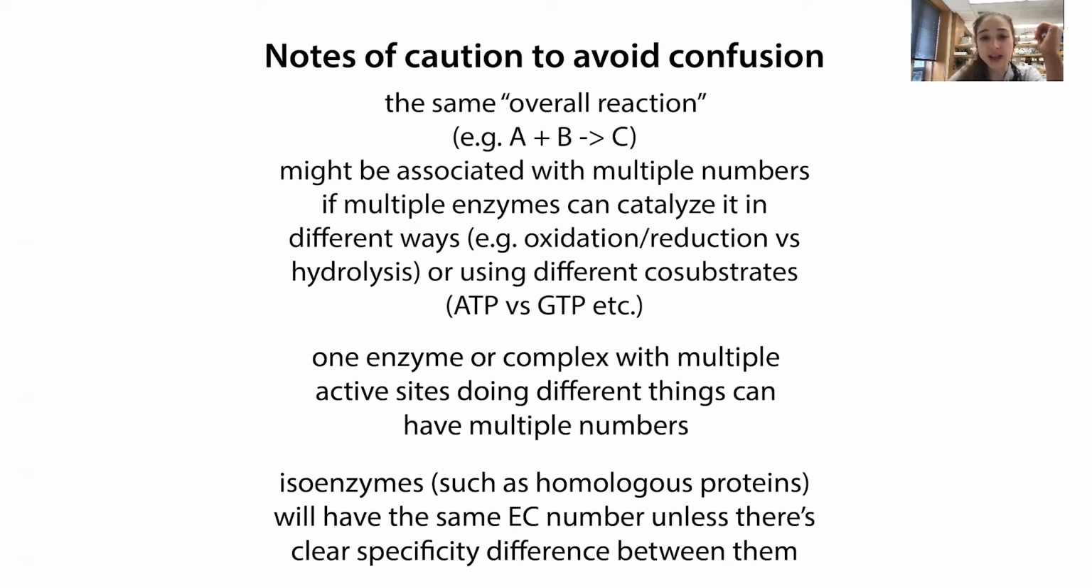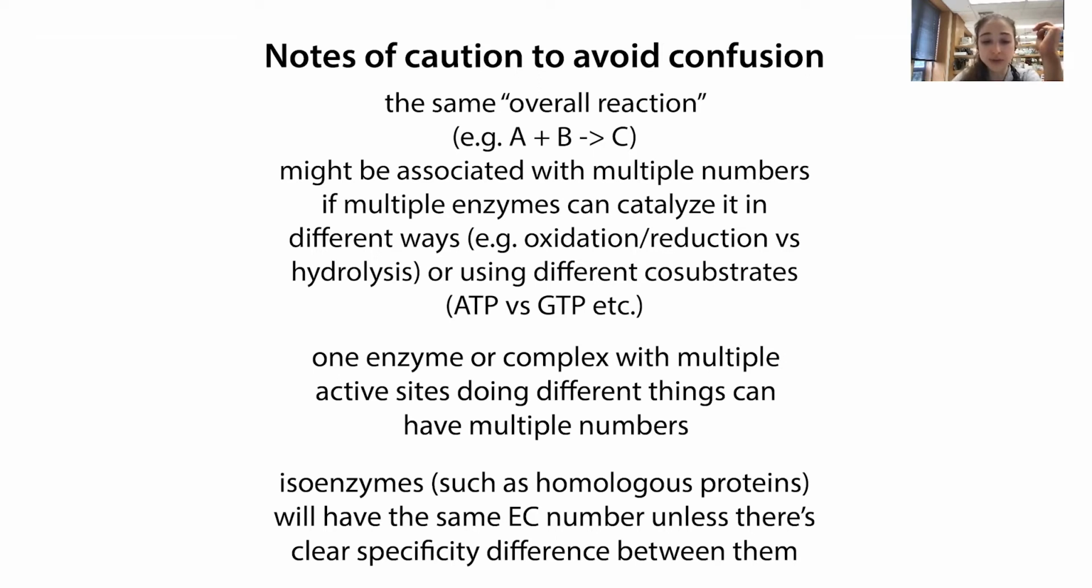Another thing is that one enzyme or complex with multiple active sites doing different things can have multiple numbers. You can imagine you have some big complex. Often these will say complex or system, or have something in parentheses in the name. If they're doing different things, these will be given different EC numbers.